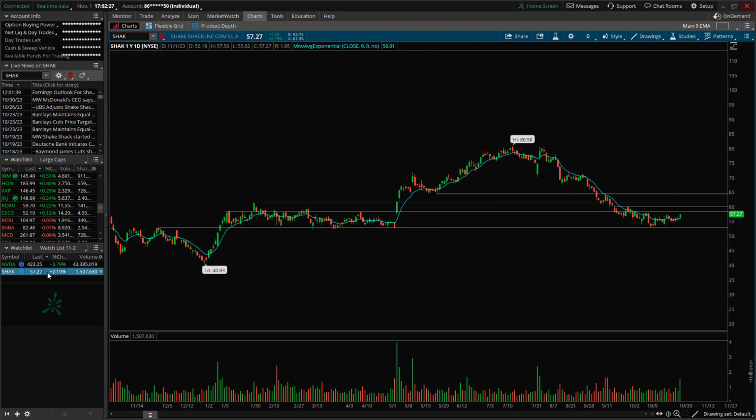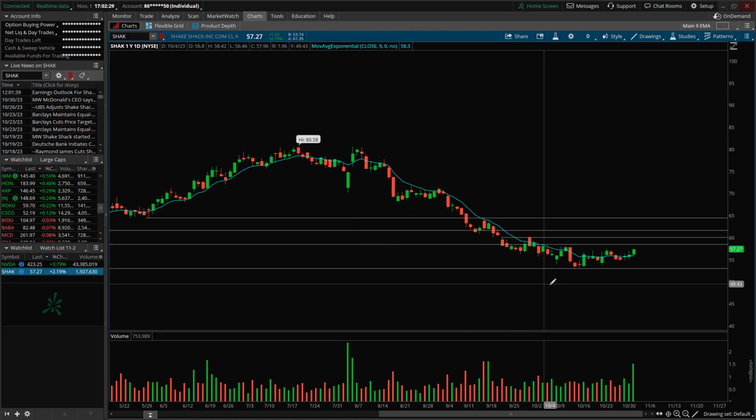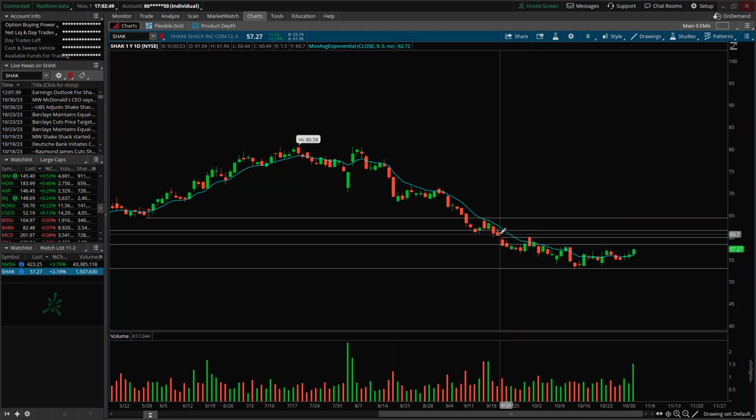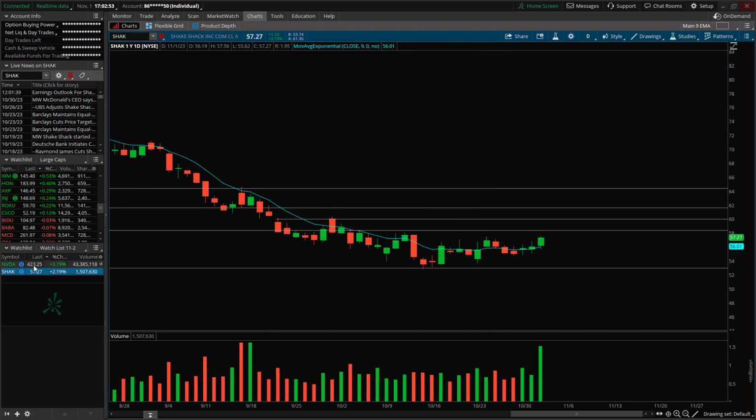And then you have SHAK. This kind of has a cup-ish pattern right here, possible inverse head and shoulders: left shoulder, head, right shoulder. Watch if price can break above that $58 level with around $60 resistance. So there's a previous gap level right here, so keep an eye right around that gap as well. Right around $60, $61. So for the watch list, we'll have NVIDIA, SHAK.